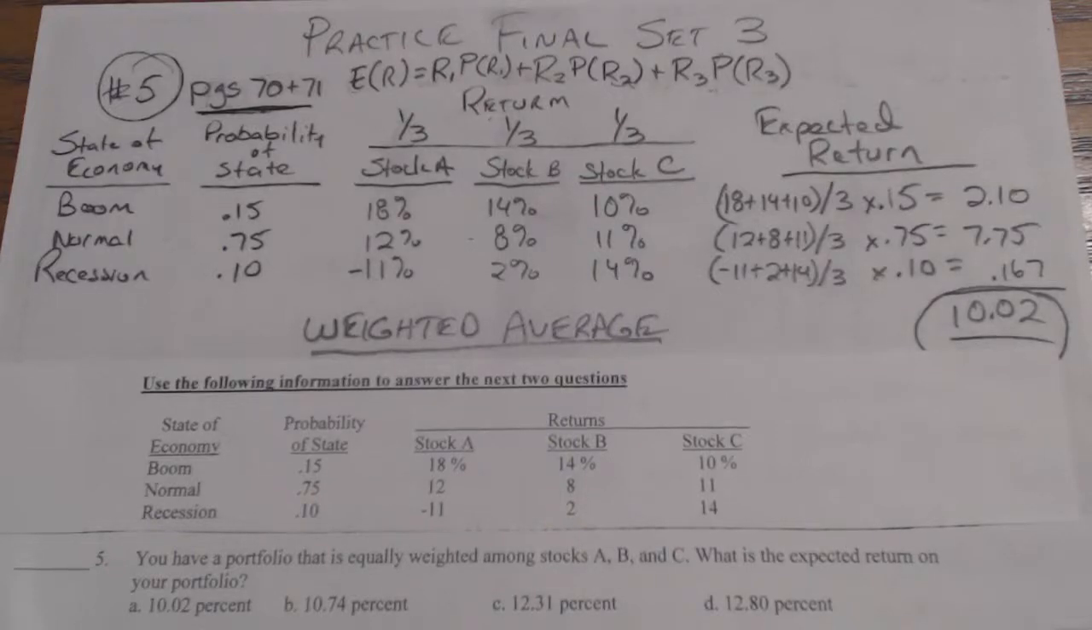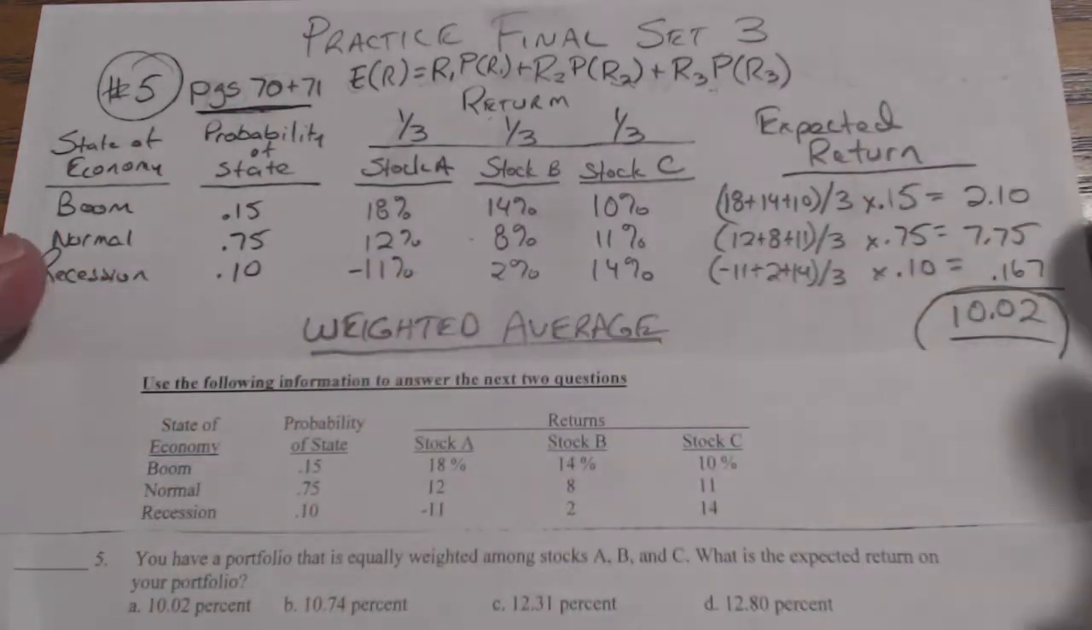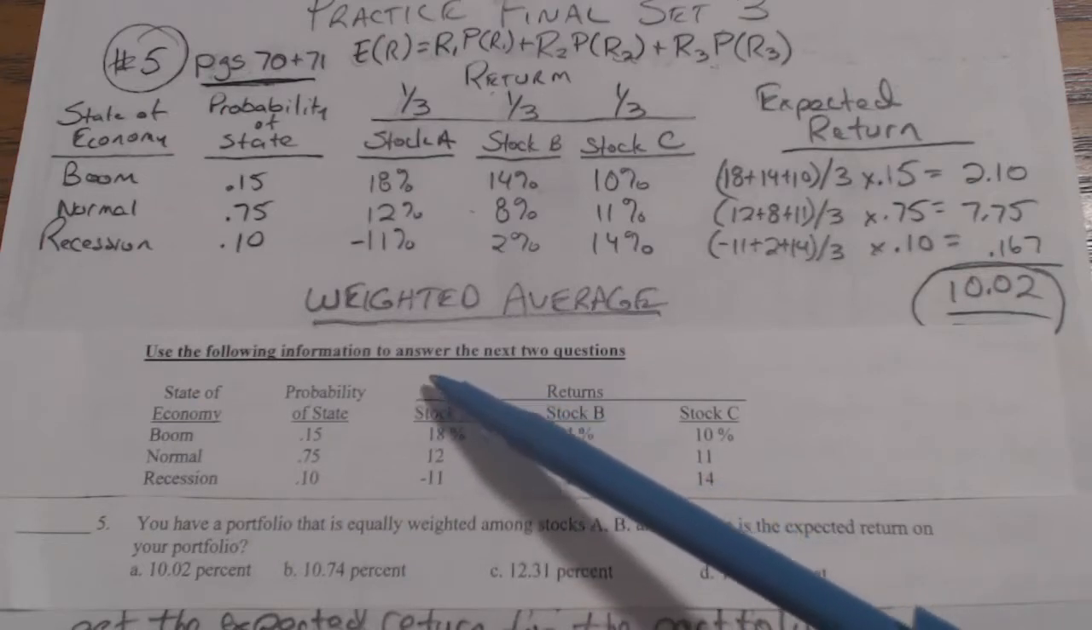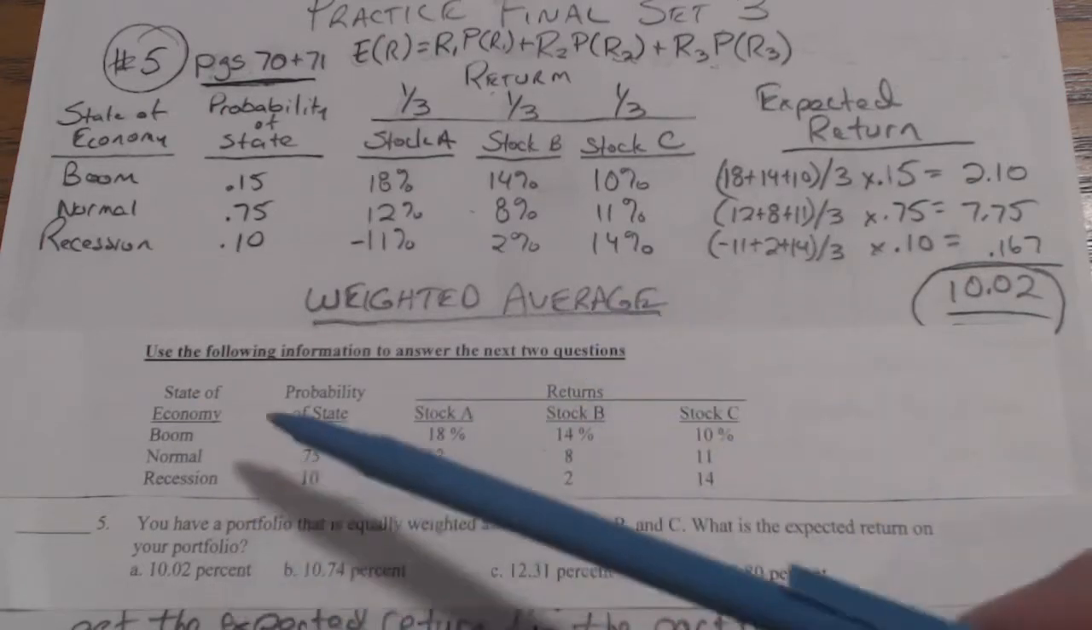Okay, this is Business 342, the practice final set 3, problem number 5. Basically it says use the following information to answer the next two questions. So this is just number 5 first.